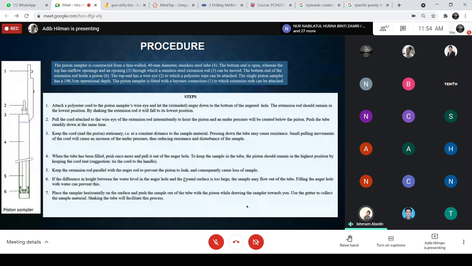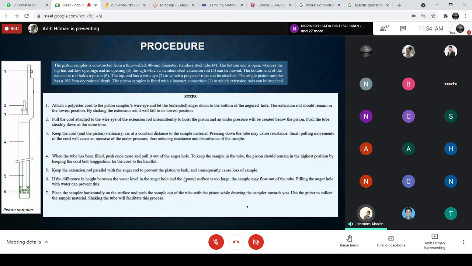So we push the tube steadily down at the same time. So we will keep the cord and the piston stationary at a constant distance to the sample material. So what will happen if we press down the tube, it may cause resistance, and then the small pulling movements of the cord will actually increase under pressure, which will reduce the resistance and disturbance of the sample.